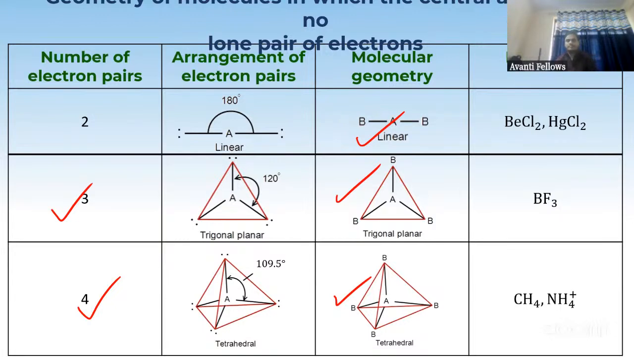Okay. So if the number of electron pairs is 2, then the shape or geometry of the molecule is linear. Example BeCl2, HgCl2. If 3, then the shape is trigonal planar and trigonal planar is the geometry. Example BF3. If number of electron pairs is 4, like CH4, NH3, NH4+, sorry, they have tetrahedral geometry, right? Next देखो.